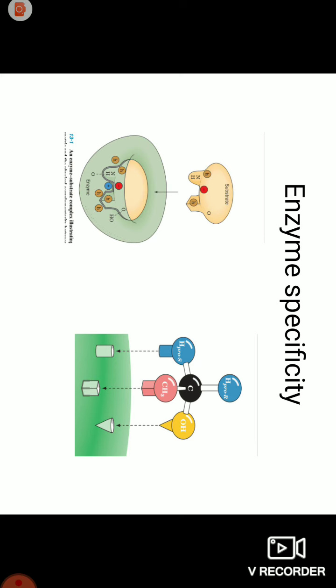The enzymes will have different sites, like the active site, the catalytic site, and many other sites: substrate binding sites, inhibitor binding sites, activator binding sites, and other protein factor binding sites. So there are many sites. Basically, all enzymes will have a substrate binding site. Sometimes the substrate binding site itself will act as the catalytic site.